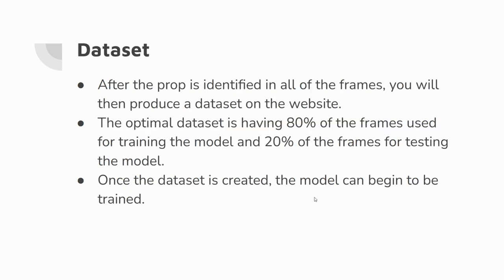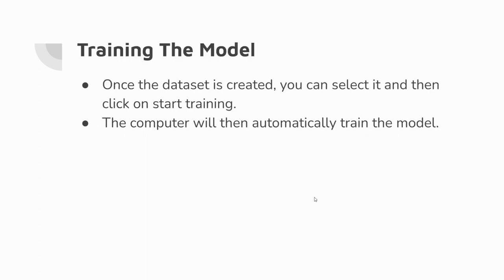Data set. After the prop is identified in all the frames, you will then produce a data set on the FIRST website. The optimal data set is having 80% of the frames used for training the model and 20% of the frames for testing the model. Once the data set is created, the model can begin to be trained. Once the data set is created, you can select it on the FIRST object recognition website and then click on Start Training. The computer will then automatically start training the model for you.